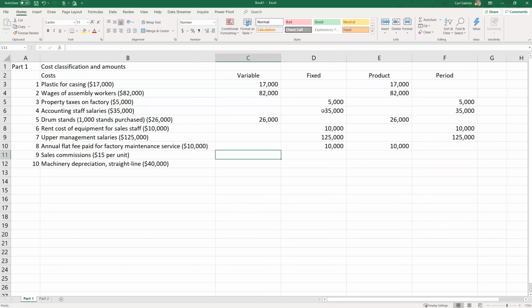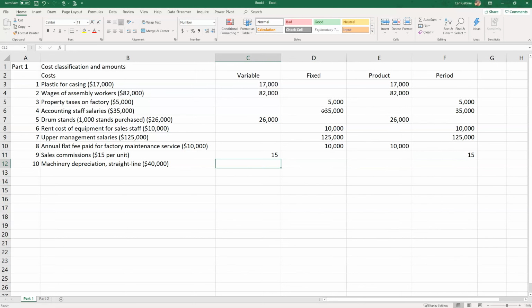So number 9, sales commissions. It is $15 per unit, so this is going to be based on the units sold. So it is a variable cost, based on the number of units that are sold. And it is a period cost because it's not associated with the manufacture of the product. It's tied to the sales, so it's that selling expense that's part of operating costs, and so it's not directly tied to the product.